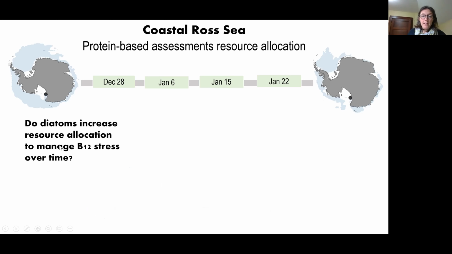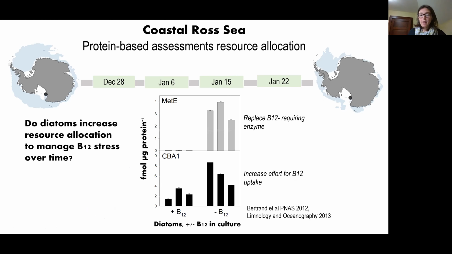The way that we can ask this is by first figuring out what we expect diatoms to do with their protein allocation when they're facing B12 stress. And so we can turn to the literature, and to some experiments that I conducted back when I was a PhD student in Max Saito's lab. And we can see that under high B12 conditions, diatoms express low concentrations of these two proteins here, CVA1 and MET-E. MET-E is a protein that replaces the major B12 requiring enzyme in diatom cells.